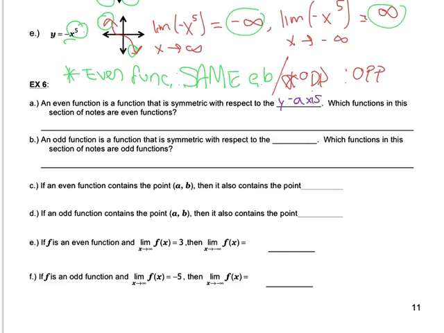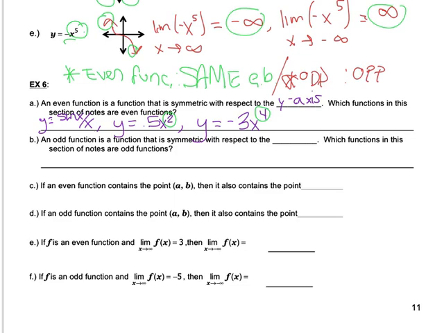Which of the functions in this section of notes are even functions? You can pause right now, go back, and list all of the functions that we looked at that are symmetric with respect to the y-axis and therefore even functions, and just list those here. So those are the functions I've just listed. Obviously the two functions from just above with even powers are going to be even functions, but you still do need to make sure that those are symmetric with respect to the y-axis.